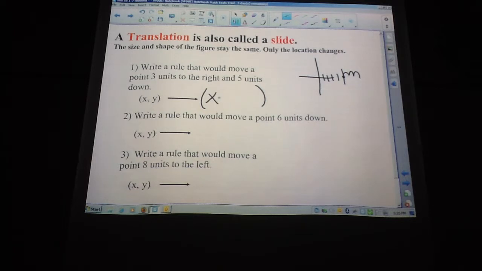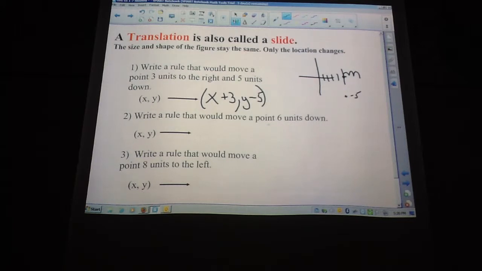So to represent that, I could just write x plus 3 in arrow notation. If I was moving it to the left, I would subtract. And to move it down, I would take y, and downward would be a minus 5. So if I'm moving it 5 units down, I would have to take 5 away from the y value. And that makes sense. If I was to move it down here 5 units, this y value would change from 0 to negative 5.